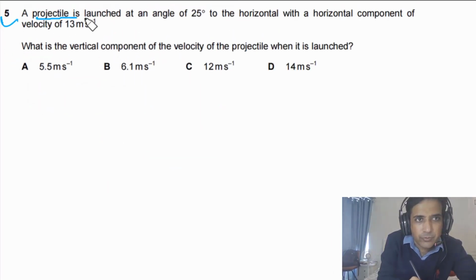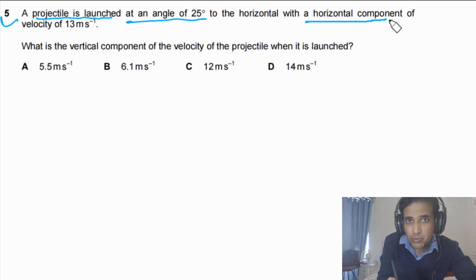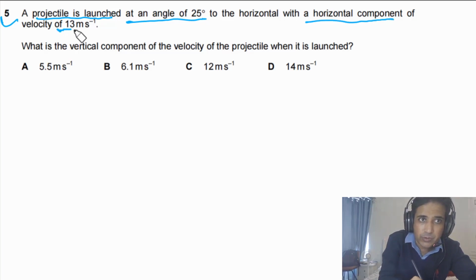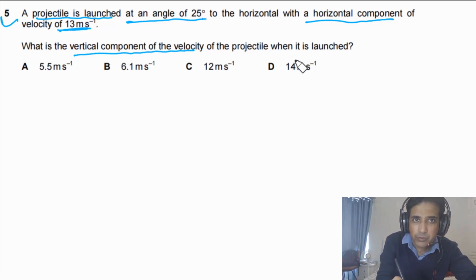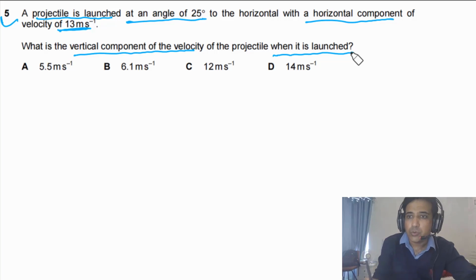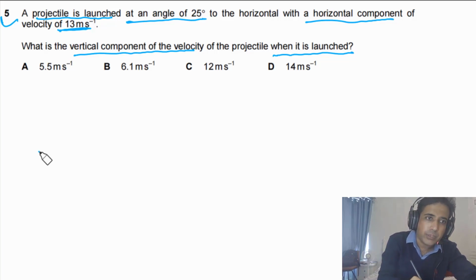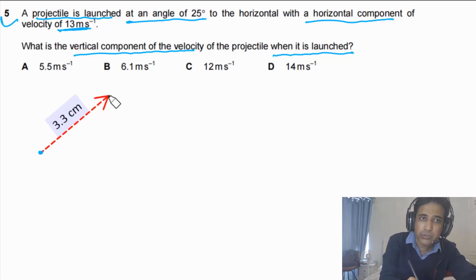Question 5 says a projectile is launched at an angle of 25 degrees to the horizontal with a horizontal component of velocity of 13 meters per second. What is the vertical component of the velocity of the projectile when it is launched? For this purpose, simply we can imagine this is our launch point. And from this point we can draw this arrow. So this is representing the velocity of this projectile.